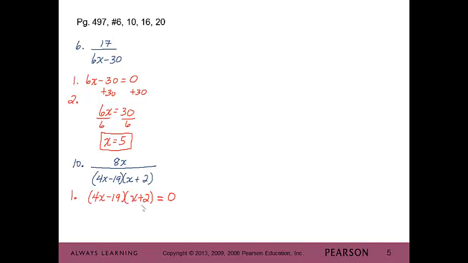Remember the zero product principle. You're going to take each one of these groups, so 4x minus 19, and set them equal to 0, and x plus 2 equals 0. So this one will tell you that when x is negative 2, your expression is undefined. And solve this equation, and you'll end up when x is 19 over 4, the expression is undefined.